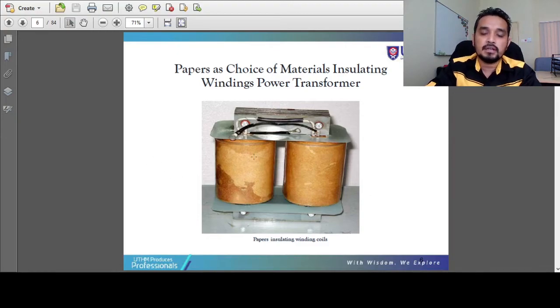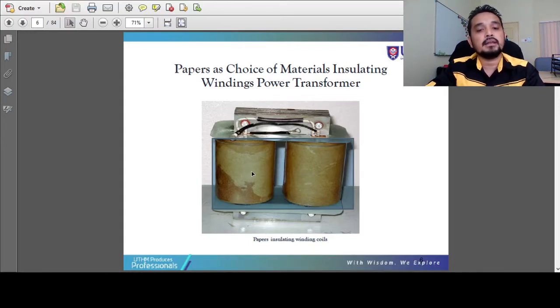Okay, this is an example of paper insulation. If you can see, we have the coil, we have the transformer, and the winding of this transformer has been wrapped with paper, and also we will include the oil as well. So it is a combination of paper and liquid.